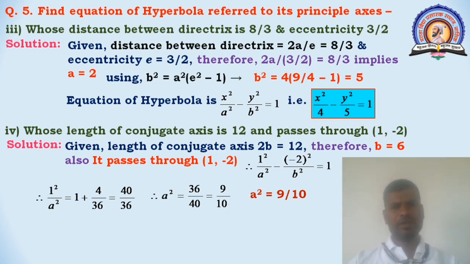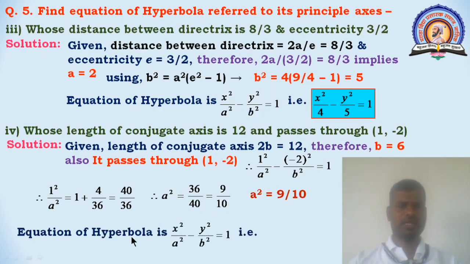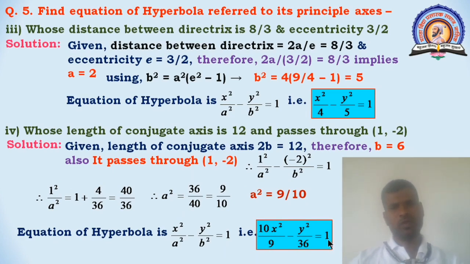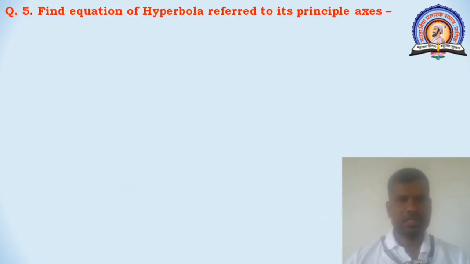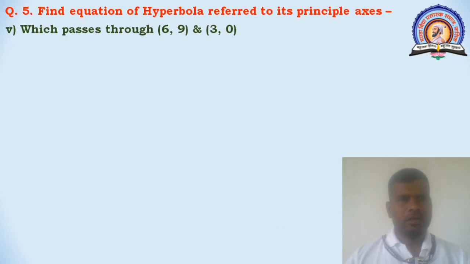Now put that value of a square and b square in the standard equation of hyperbola. You will get the equation of hyperbola as 10x square upon 9 minus y square upon 36 is equal to 1. The next example is to find the equation of hyperbola which passes through the points (6, 9) and (30).